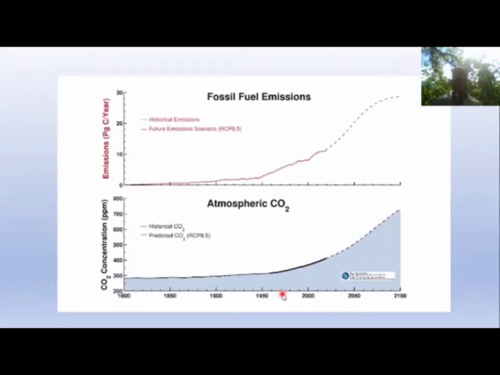So what does that mean? If you look at this graph, it's showing you how fossil fuel emissions are increasing over time, and it's also showing you the atmospheric carbon concentration. So we are linking the fossil fuel emissions that occur over the 1800s all the way up to 2000 and the prediction going forward to 2100.